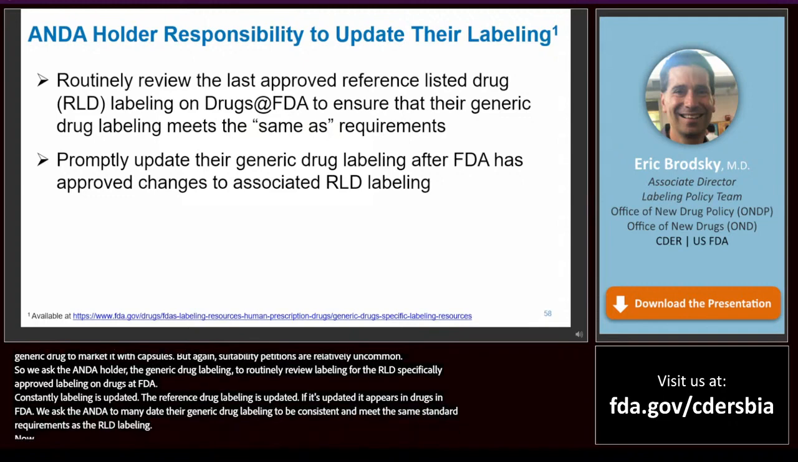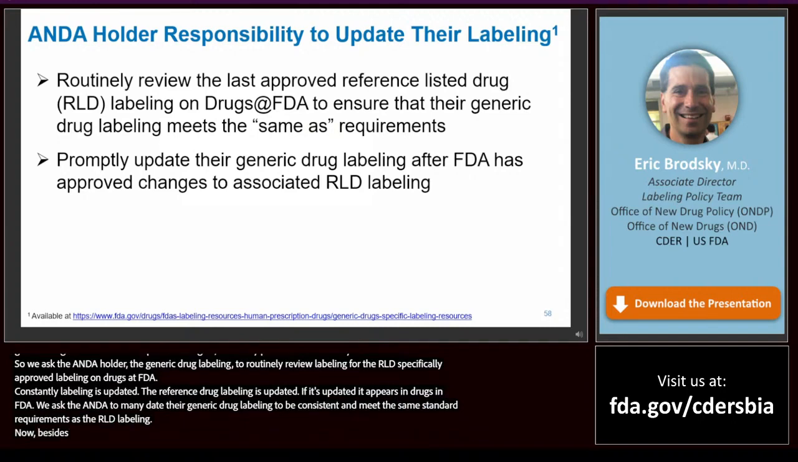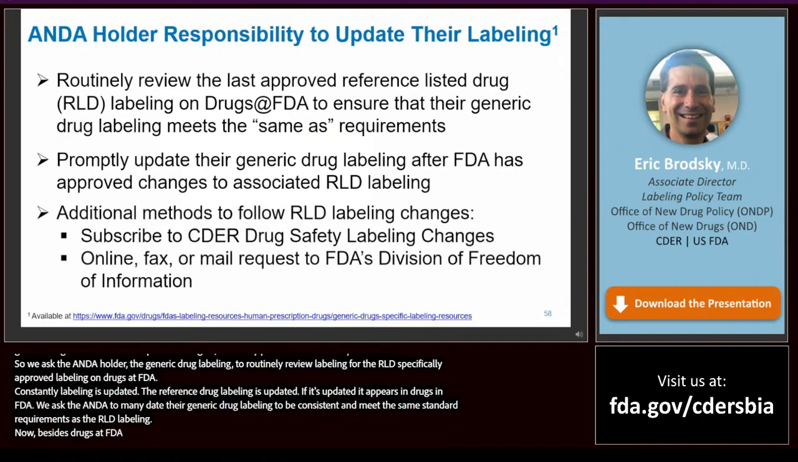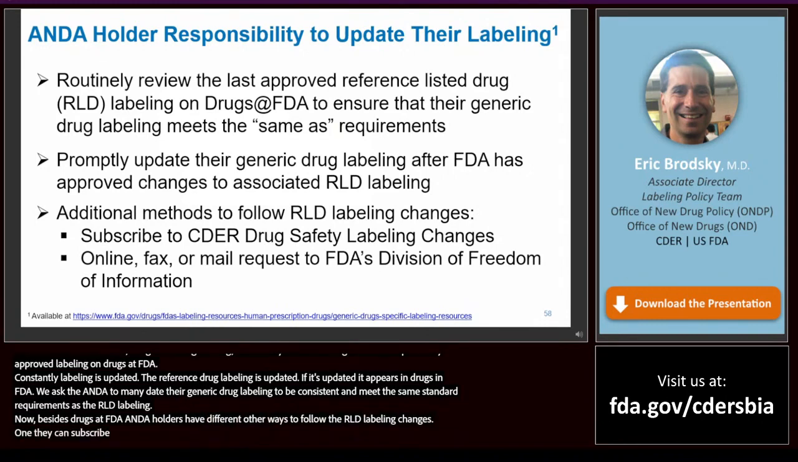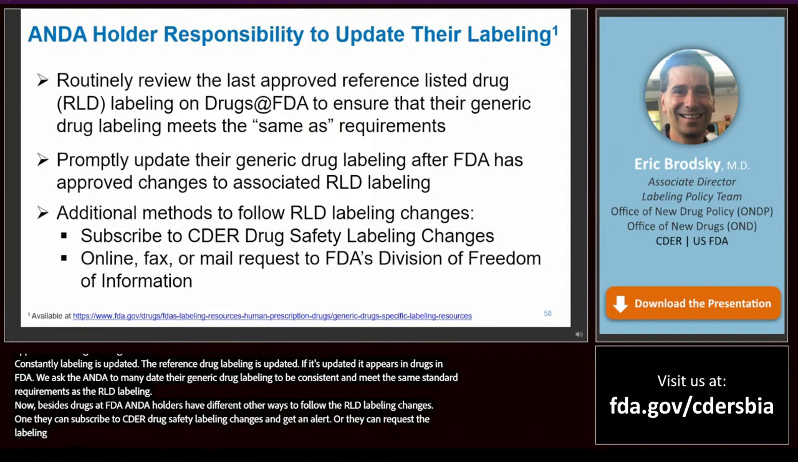Now, besides Drugs@FDA, ANDA holders have other ways to follow the RLD labeling changes. One, they could subscribe to CDER drug safety labeling changes and get an alert, or they can request the labeling at FDA's Division of Freedom of Information department, either online, fax, or mail request.